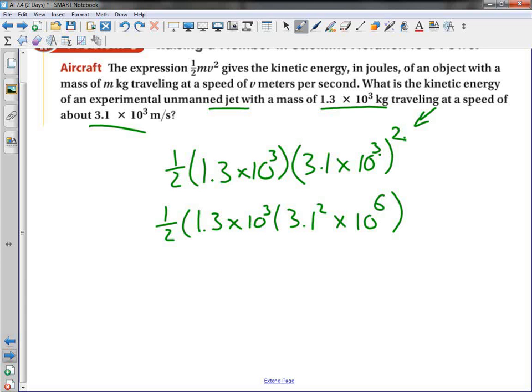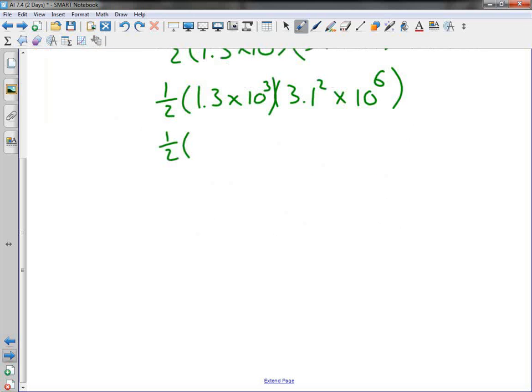All right, so let's just simplify, oops, let me get 2 brackets in that. There we go. 1/2 times 1.3 times 10 to the 3rd, times 3.1 squared, which is 9.61 times 10 to the 6th.